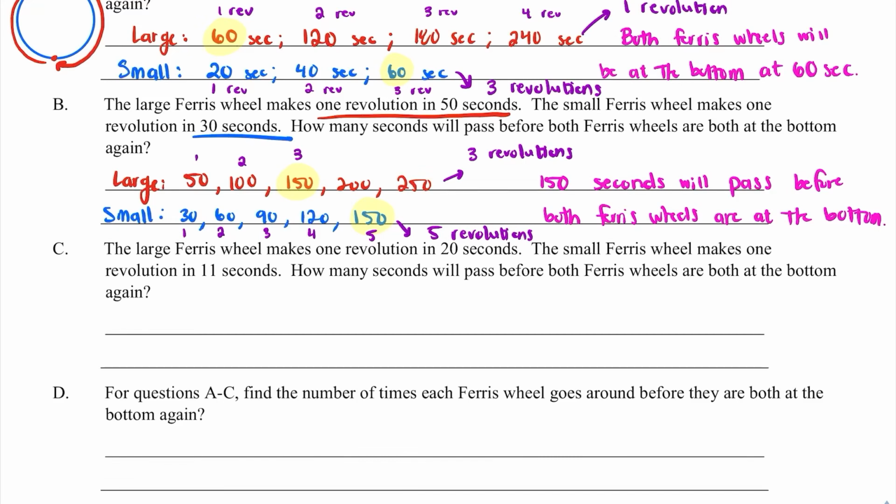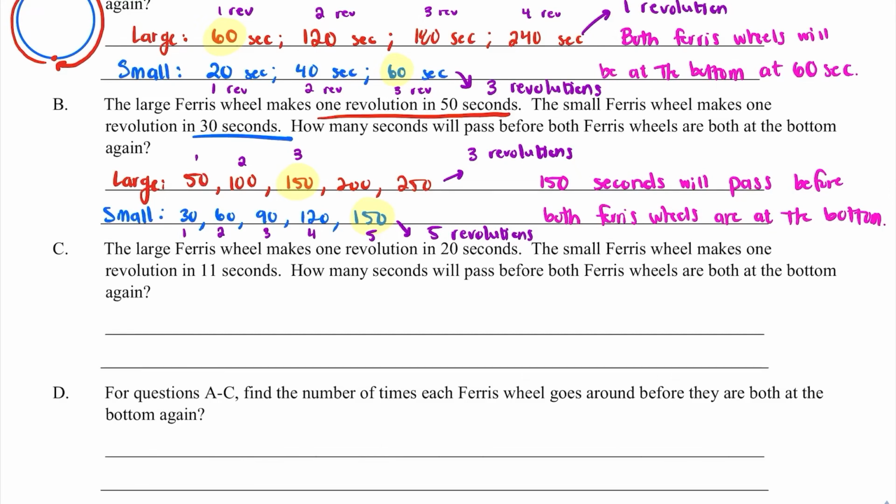They tell you that the large Ferris wheel makes 1 revolution in 20 seconds. The small Ferris wheel makes 1 revolution in 11 seconds. How many seconds will pass before both Ferris wheels are both at the bottom again?